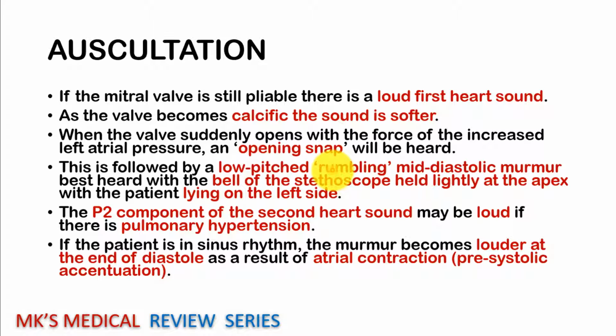Remember that this patient laying on the side, you recall that this is what we referred to as accentuation maneuvers, which make murmurs that were not so evident become evident enough. And of course, remember that the second heart sound is going to be split into two components, an aortic component and a pulmonary component. Sometimes you may get splitting of the second heart sound, and the pulmonary component may become louder, especially if you have pulmonary hypertension. And if the patient is actually in sinus rhythm, the murmur actually becomes louder at the end of diastole as a result of atrial contraction or presystolic accentuation.